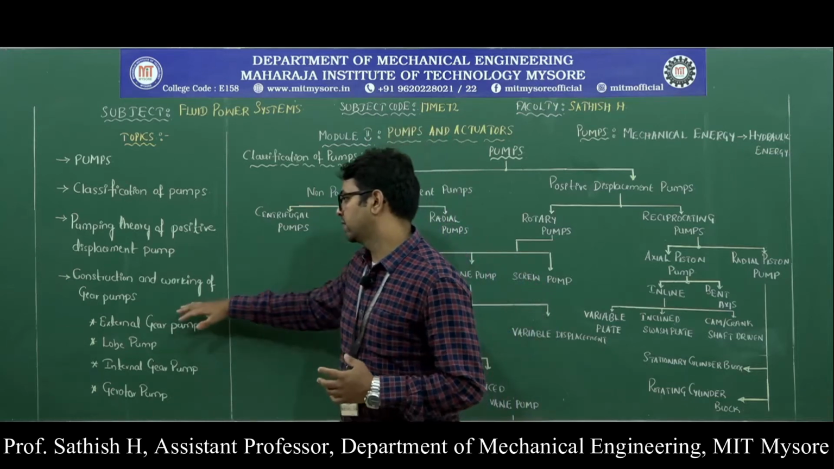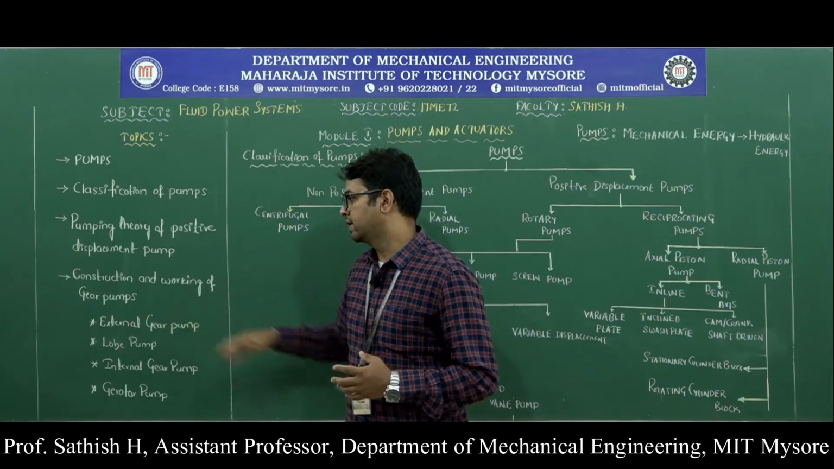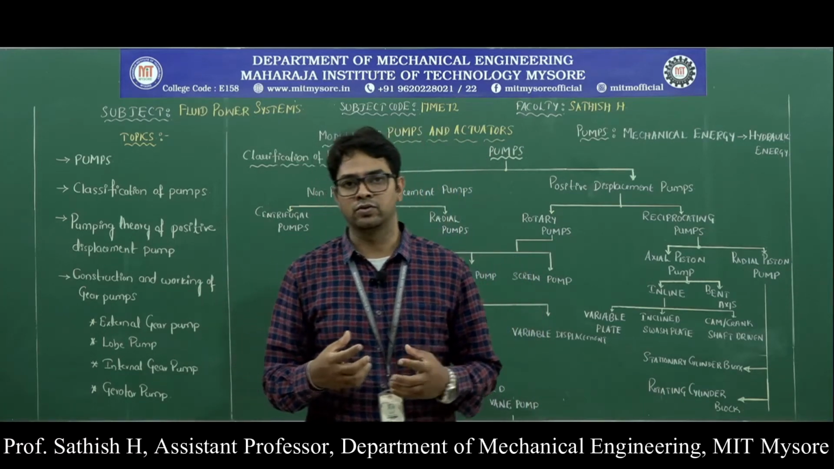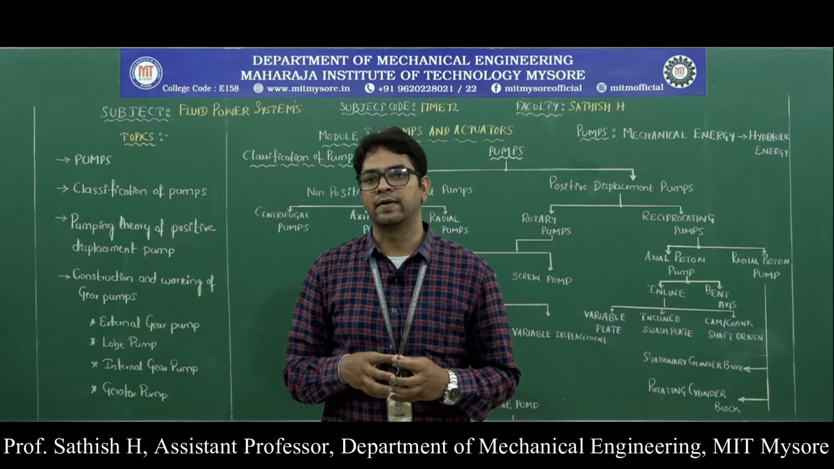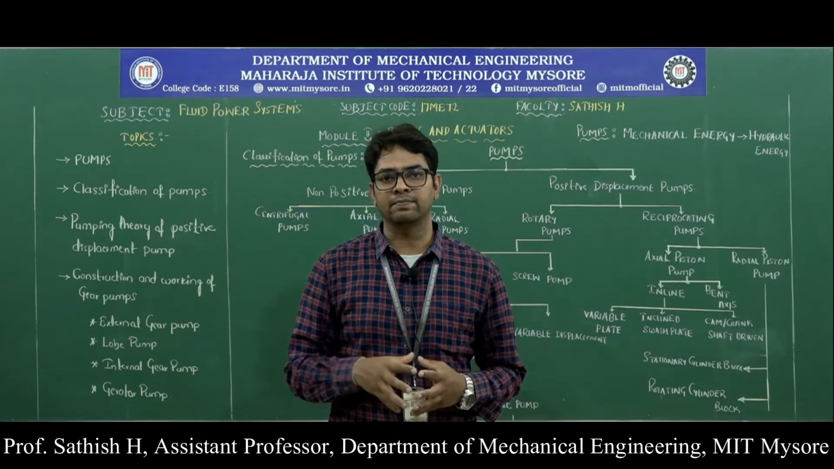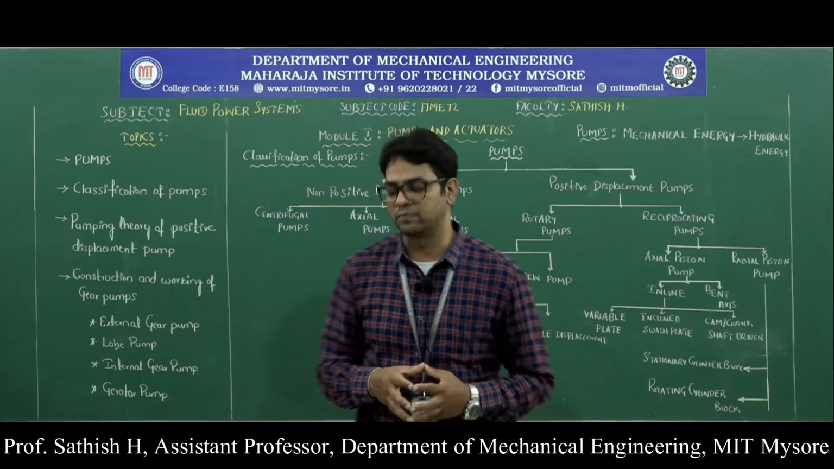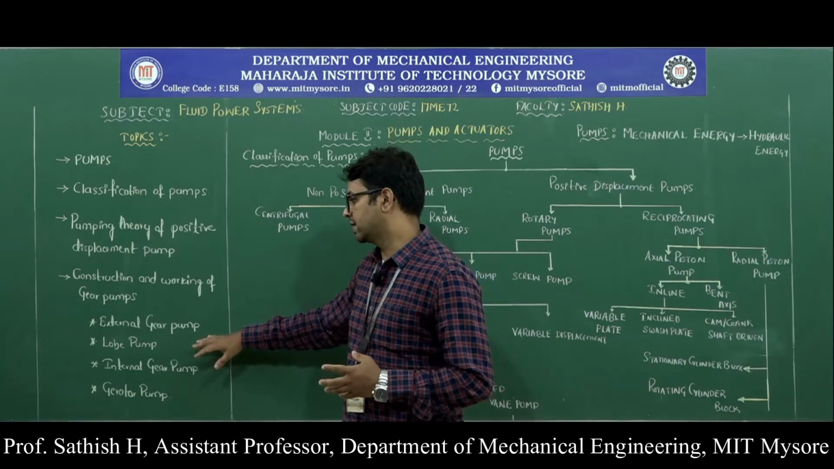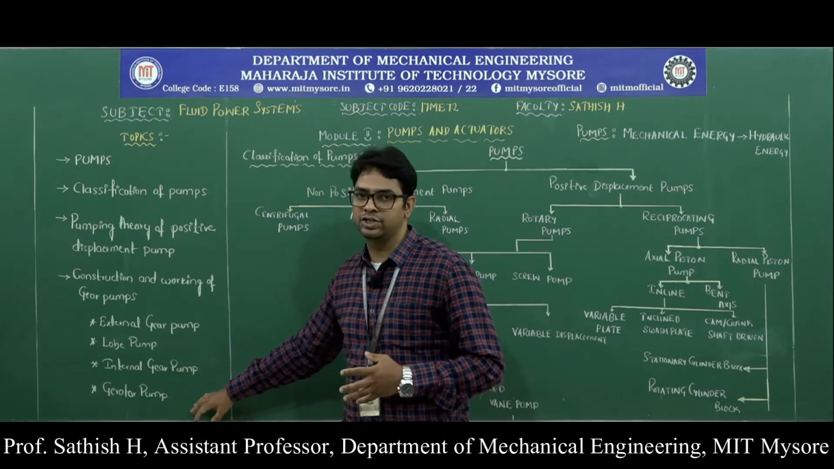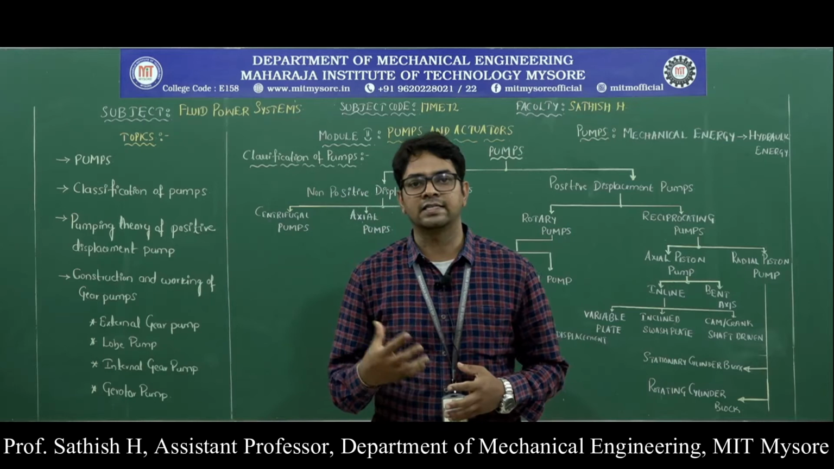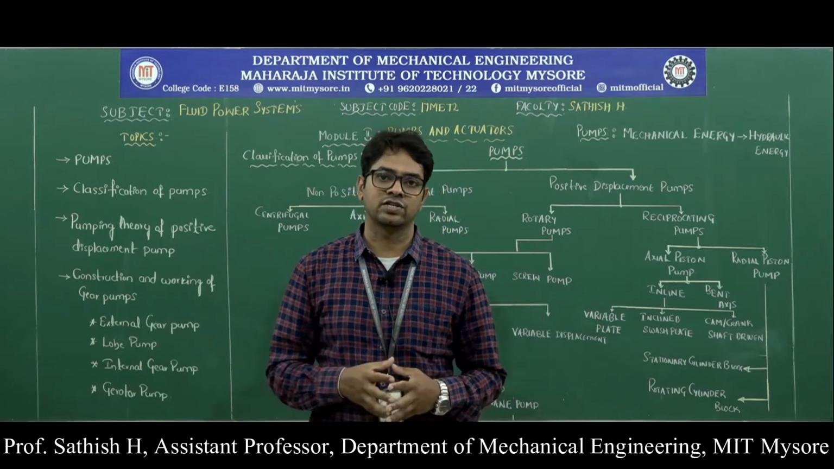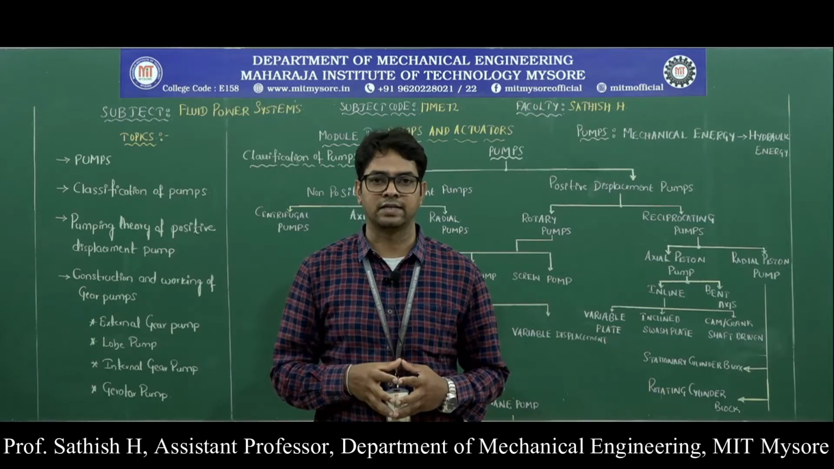Then, in the next one, the construction and working of gear pumps. Gear pumps are used when two gears are meshing with each other, and they create a pumping action. Under the gear pumps we have various types: for example, the external gear pump, the lobe pump, the internal gear pump, and the G-rotor pump. For all these types of pumps we will try to understand the construction and the working principle.